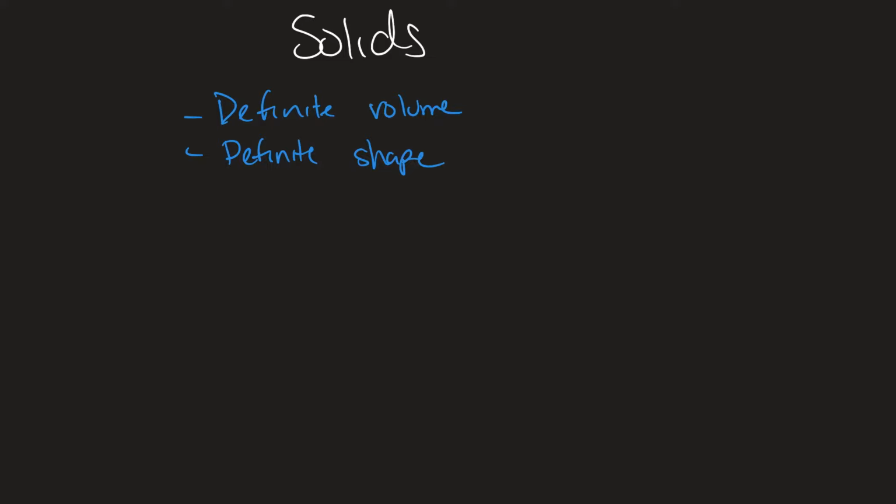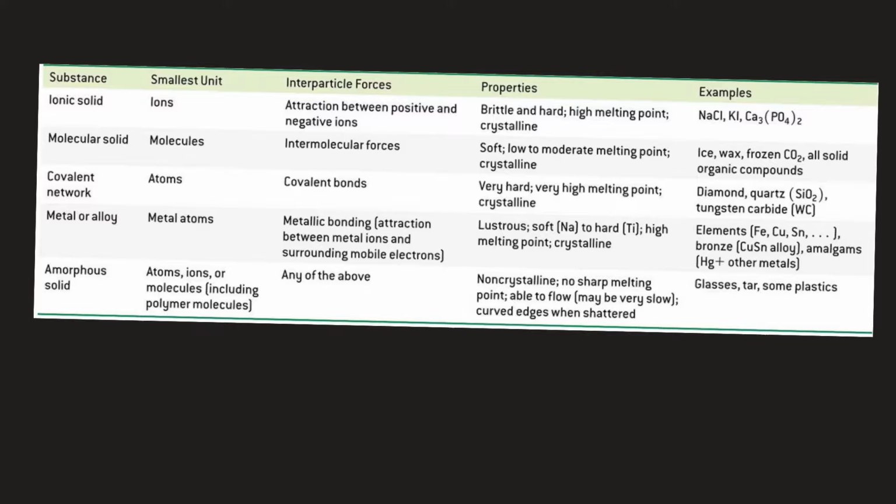In this video, we're going to talk about solids. Now, solids have definite volume and definite shape, but we're going to explore different types of solids and what they consist of and some of their properties. So here is a table that lists the different types of solids that we're going to discuss in this class.